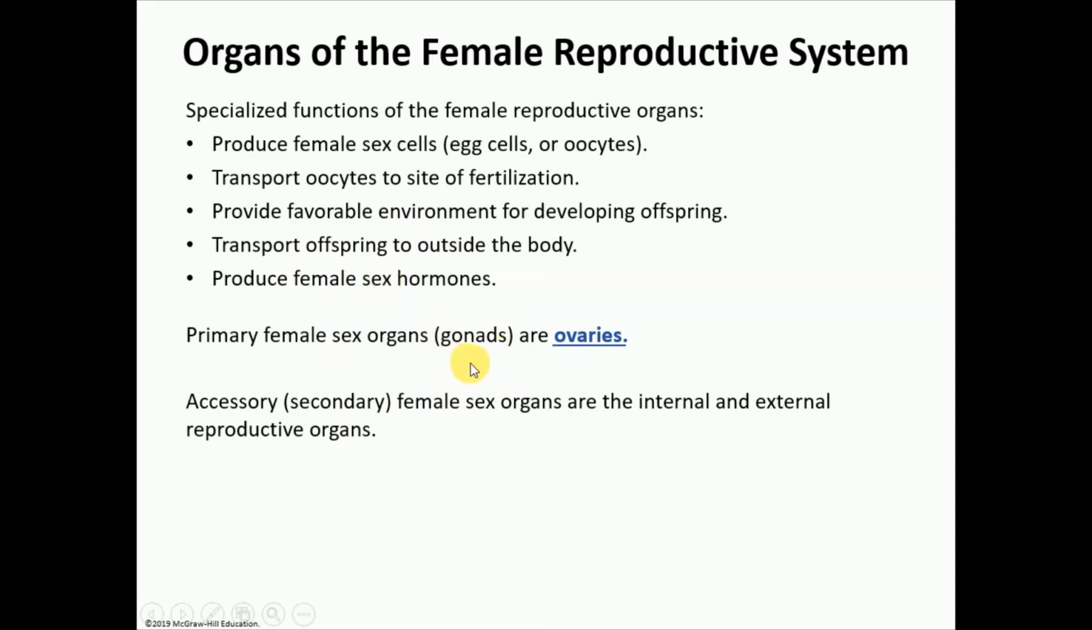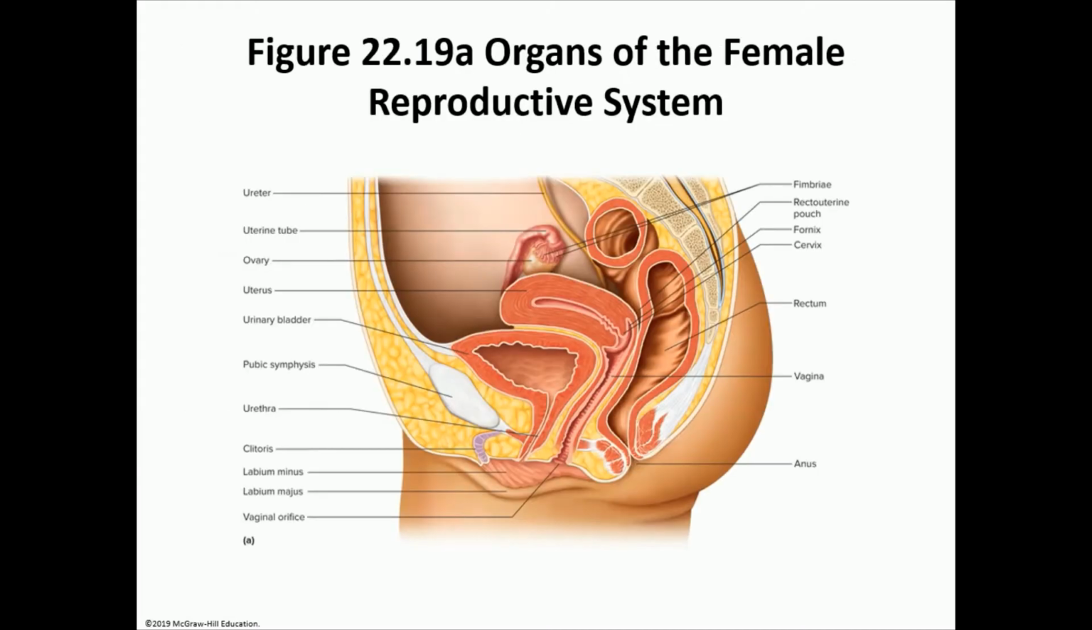The female sex organ or the primary organ would be the ovaries, and then everything else in the system are considered accessory organs. And again, some of them are internal, so those are inside of the body, while others are external. And we'll take a kind of an overview of the different organs. So we'll start all the way here with the ovaries, and then there's the oviduct, sometimes called the fallopian tube, and that will take us to the uterus.